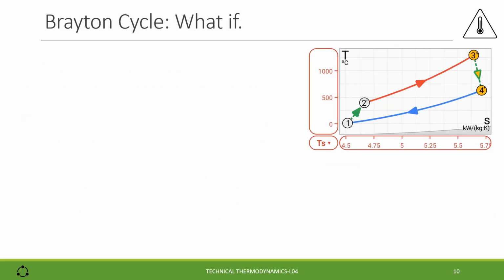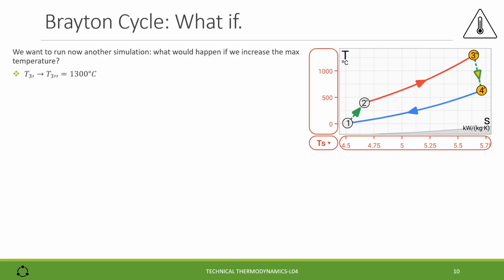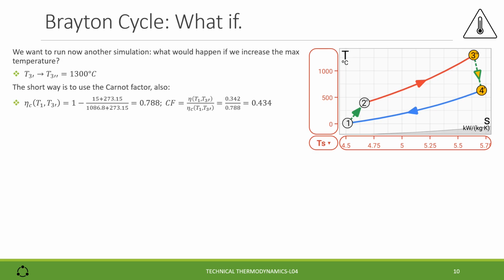Now we want to run another simulation. What would happen if we increase the maximum temperature from T3 prime to T3 second, 1300 degrees? The short way is to use the Carnot factor. Also, the efficiency of the Carnot cycle across the temperatures T1 and T3 prime is 1 minus the ratio of the corresponding temperatures.